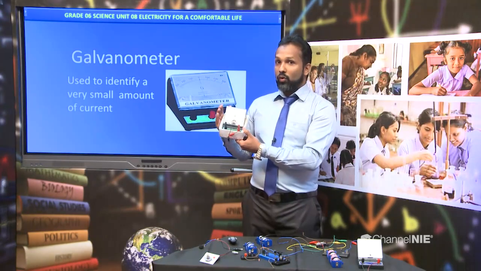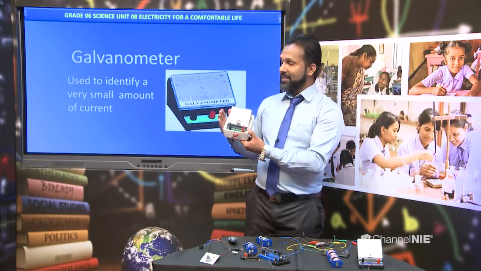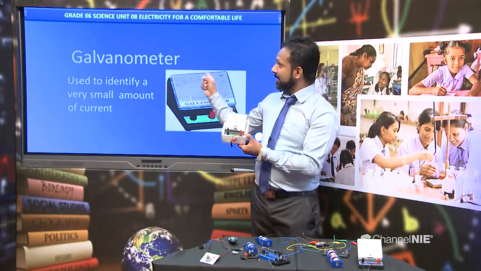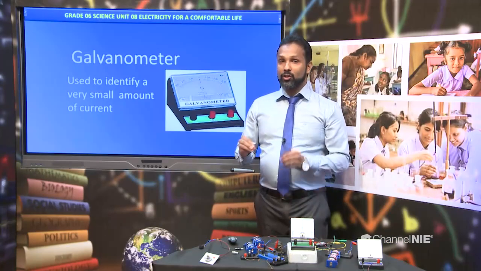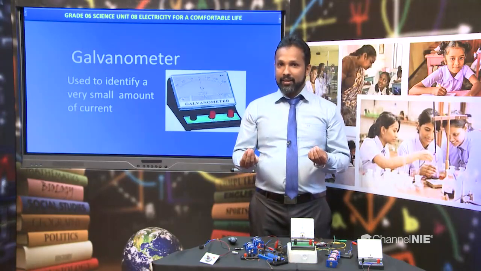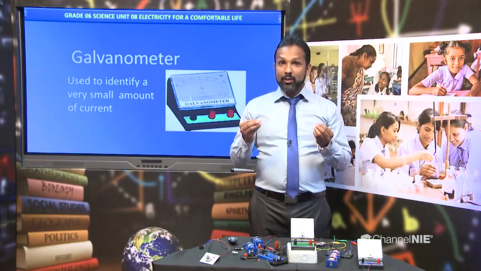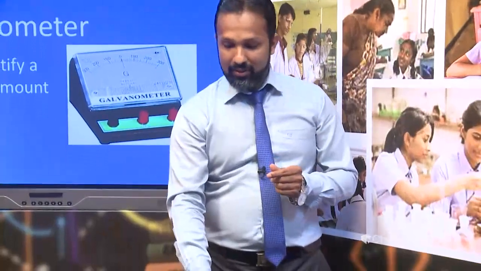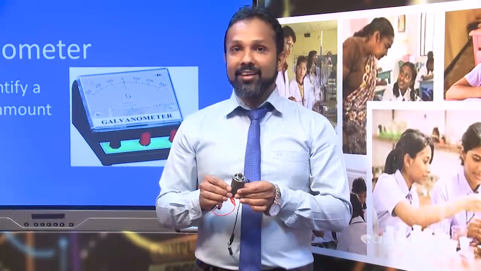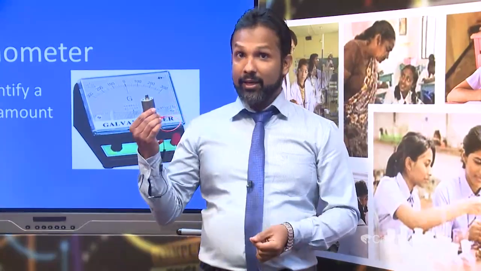Now, what's the use of this galvanometer? As you can watch, a galvanometer is used to identify a very small amount of current. Then I am going to show you a simple activity to find out the use of the galvanometer. Right, my dear children, as you can remember, in the previous program we studied that electricity can be generated by using a dynamo.